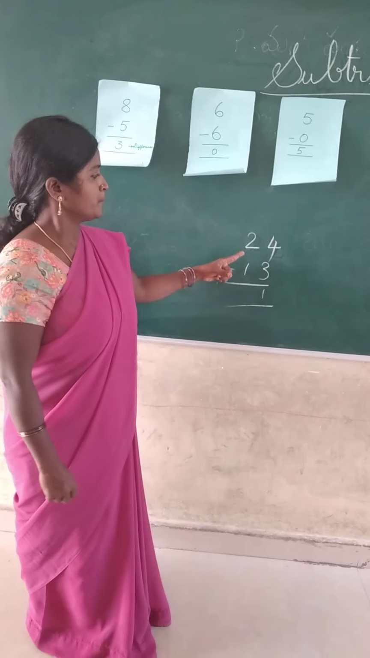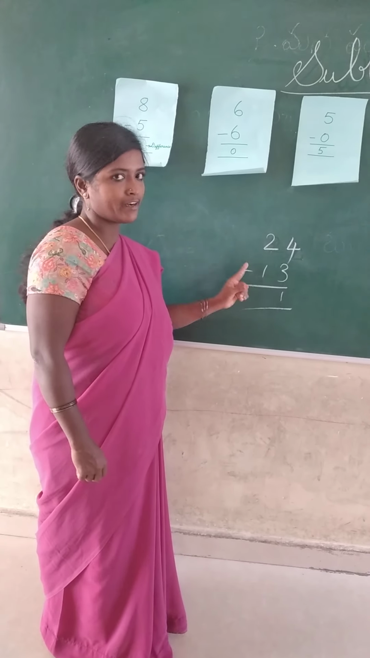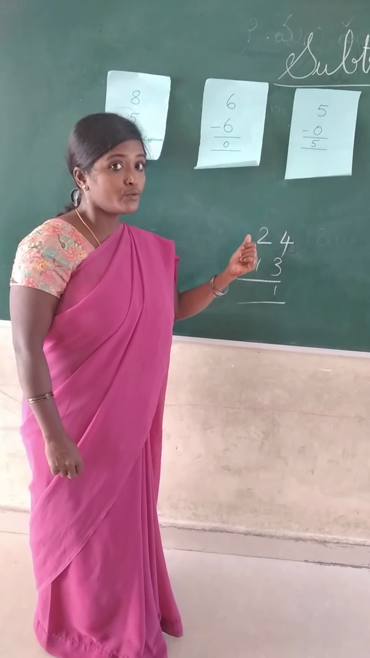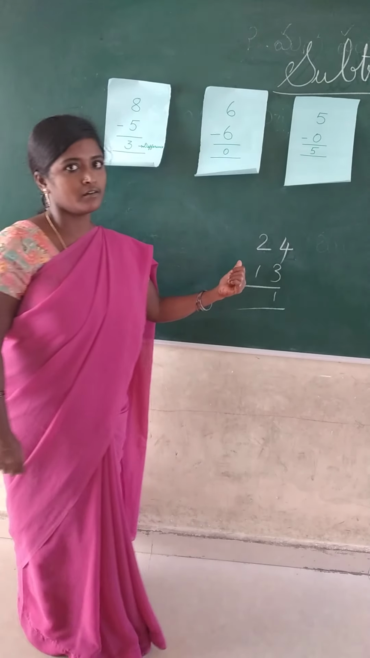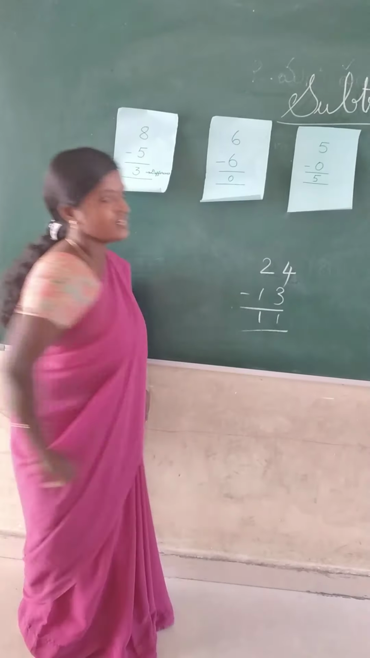Children, here 2 minus 1. We have to count back 1 time. Okay? Starting from 2, back count now. 1. So the answer is 1. Children, I will tell you in a simple way. Okay?